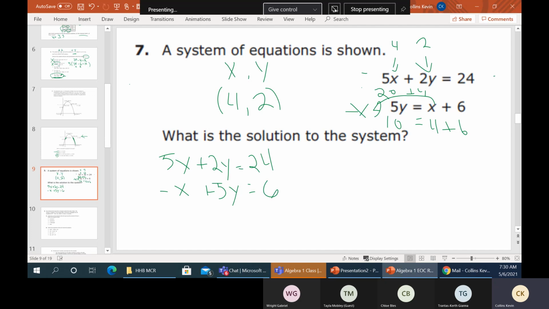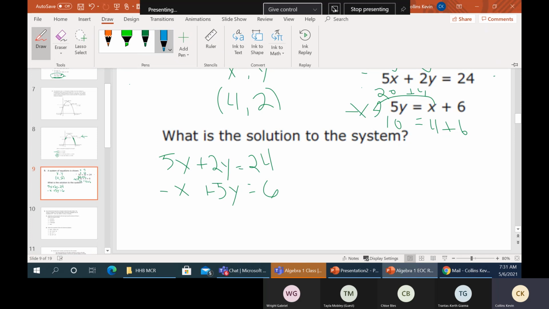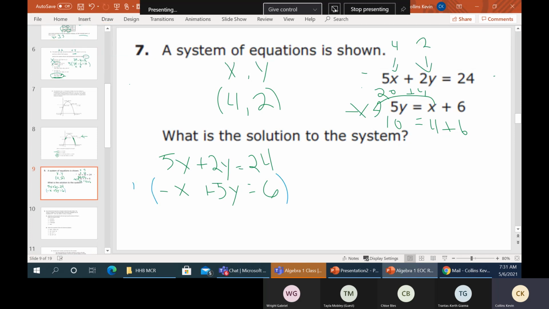Okay, so elimination means we want to get rid of one of them. It'd be easier to get rid of the x because he's already negative. So what we need to do is multiply this whole equation by 5. All right, so I'm going to rewrite this guy over here. This guy's not going to change: 5x plus 2y equals 24. So this guy we do distributive property, right? So this would be minus 5x. That's what we're going for because those will drop out. And then we go plus 5 times 5 is 25y. And that equals 5 times 6 is 30.